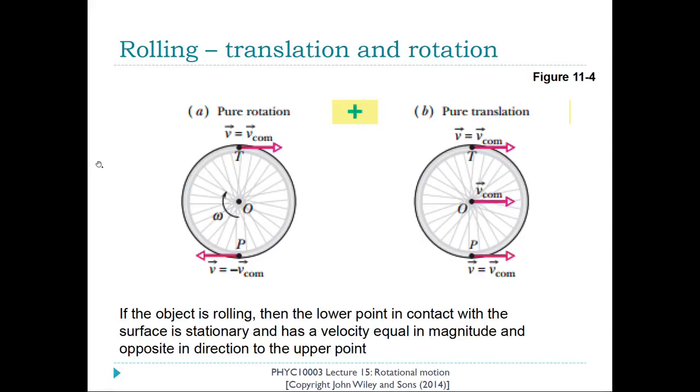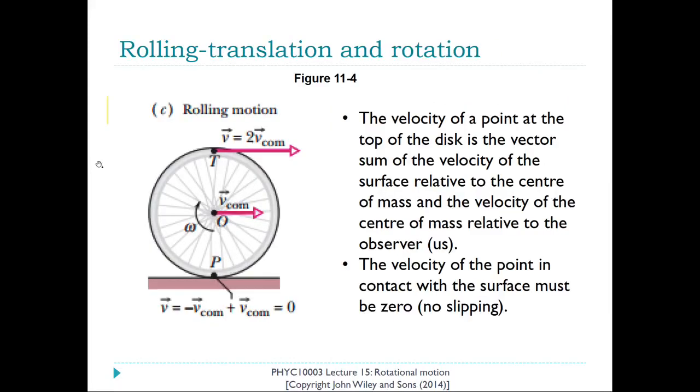Because the wheel is moving in the positive x direction, the center of mass, the point on the ground, and the point at the top of the wheel are all going to be moving with that velocity. And they're all going to be equal in magnitude and equal in direction. So what happens when we add these together?